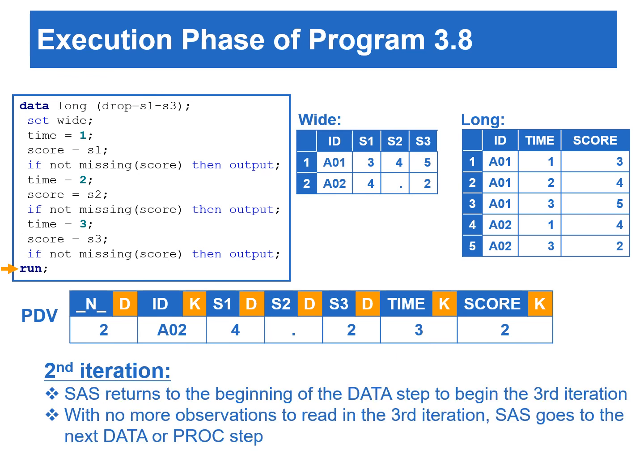SAS reaches the end of data step of the second iteration, and returns to the beginning of data step, to start with the third iteration. Since there is no more observation to read in the third iteration, SAS goes to the next data, or proc step.